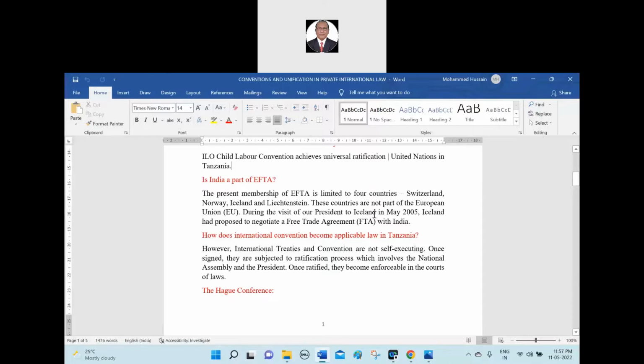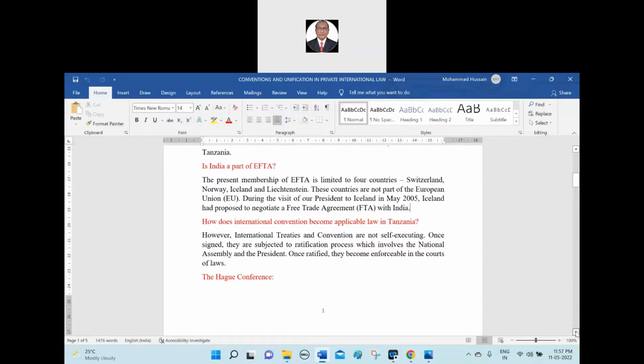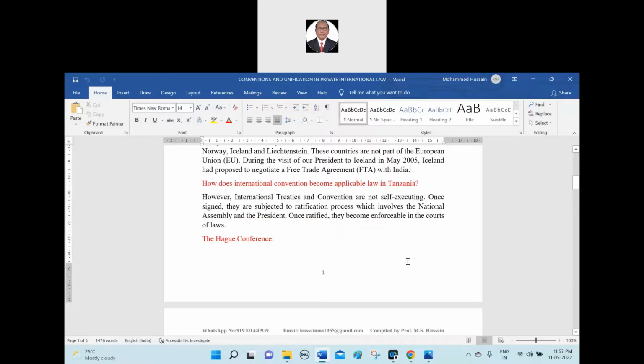During the visit of the President of Iceland, in 2005, Iceland proposed to negotiate a free trade agreement with India. Of course, India and China are very big countries, and there is more trade and a large flow of people in these countries. So many people will migrate to other countries and do their work, and they supply the labor as well as being exporting countries.